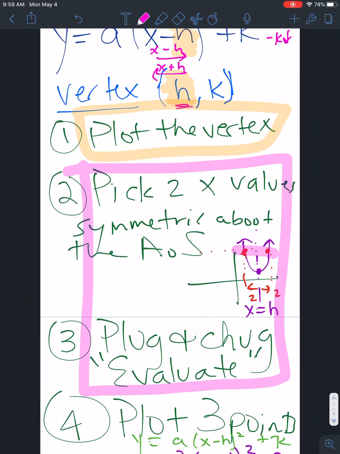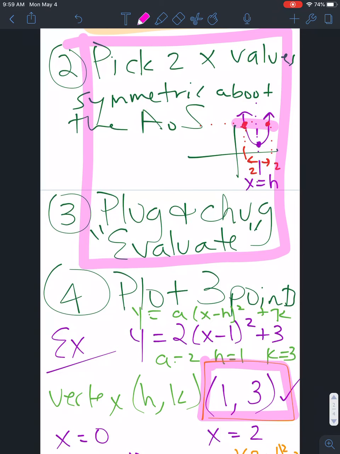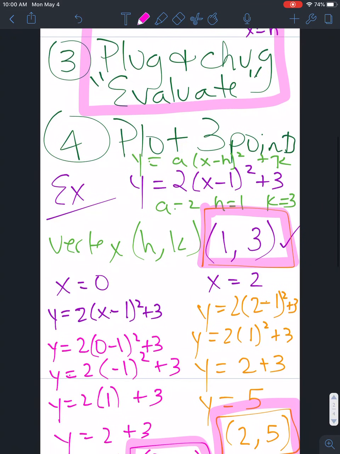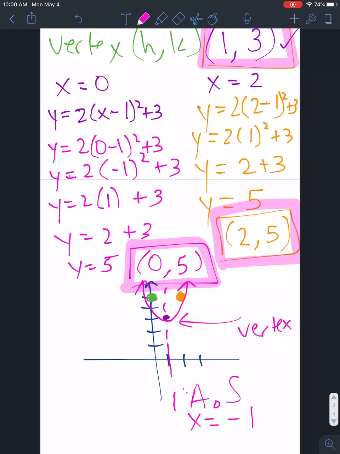So plot the vertex. Step 2, you pick two x values, and if you're smart about it, you will pick two x values that are symmetric. Meaning, if you go to the left 2 units from h, then you go to the right 2 units from h. Pick two x's that are the same amount away from h. The third step is plugging in those x's that you just picked and checking them through the function. Then you plot those 3 points on a graph. So my points are 1, 3, 0, 5, and 2, 5. I plot them in my graph, and I label my vertex and my axis of symmetry. So I'm done.